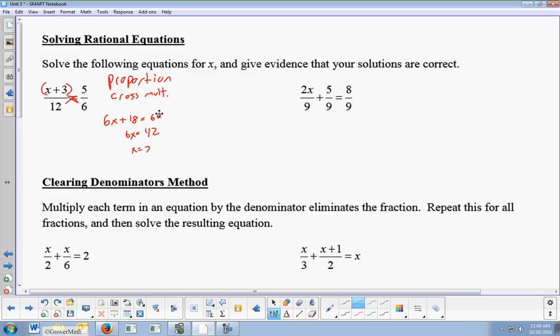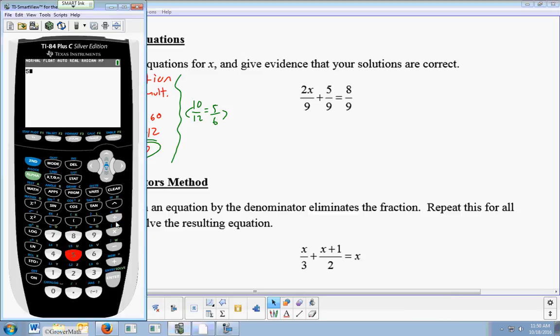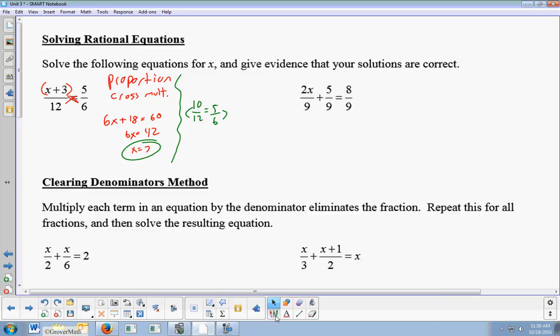Now, how can we give evidence? How can we show this is correct? Well, the way you check most equations is to simply substitute your solution into the equation. We plug 7 in there. 7 plus 3 is 10 over 12 equals 5 over 6. And again, you could cross multiply and see that 60 equals 60, or you could see that 10 divided by 12 simplifies to 5 over 6, or I could divide the top by the bottom to get the decimal equivalent, and I see that both of them come out to be 0.83 repeating. That is a pretty easy one. You can see that that is correct.